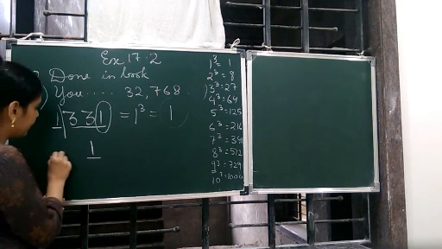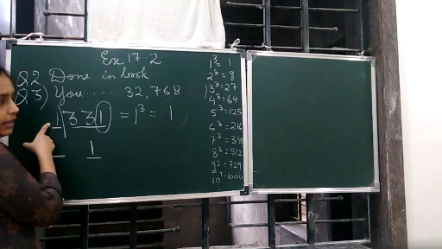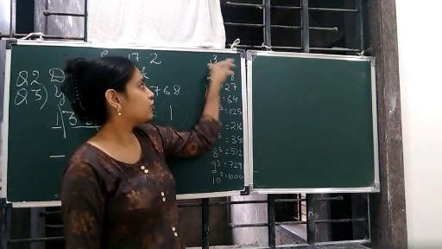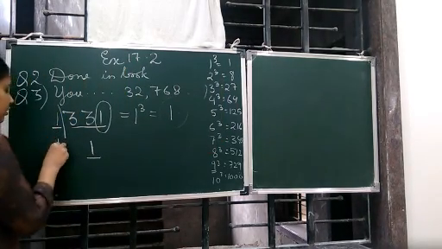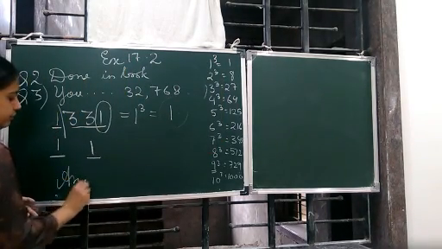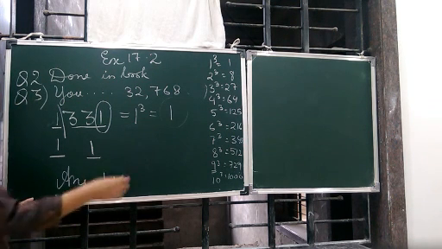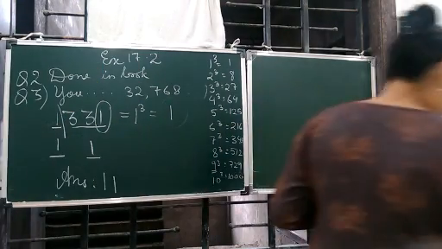Correct? Now you have to find what? Where does this number lie? In between which two perfect cubes? So it is actually the perfect cube of 1 only. So what will come here? 1 only. So answer is what? 11. Got it? You can check 11 into 11 into 11 whether it is 1331 or not.